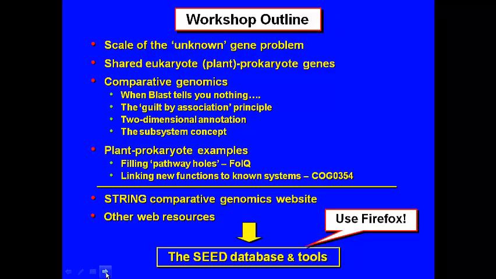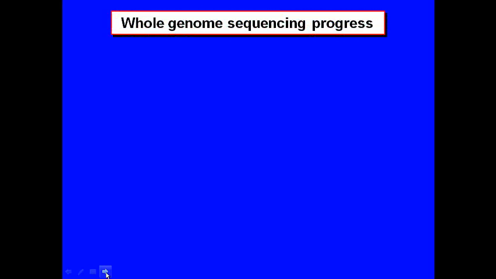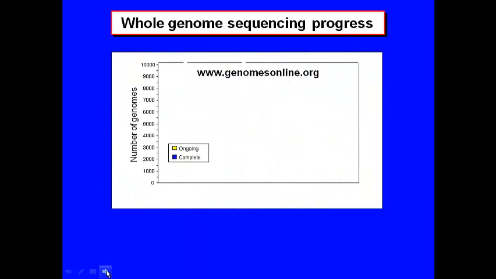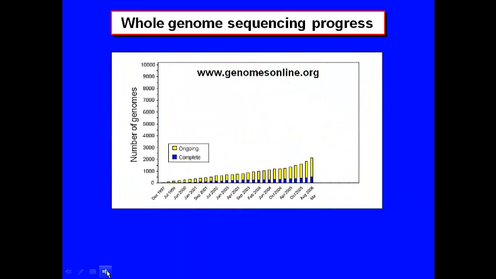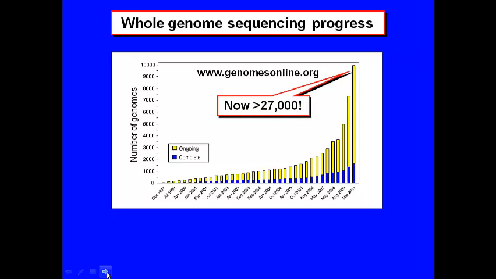Just a sort of introduction to this missing or unknown gene, the scale of the unknown gene problem. If you look at progress in sequencing whole genomes since the first genome almost 20 years ago, that's what it looks like. The blue bars are complete genomes, the yellow ones are the ongoing genome projects. That's the number of genomes. By 2011, which is the last date I think people have been taking these statistics, we had 10,000 genomes. I looked last night, we're up now to over 27,000.